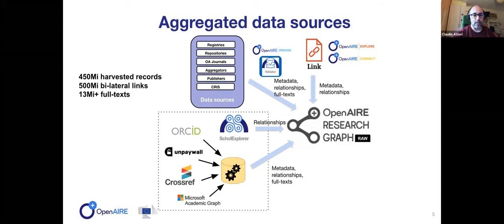Then in the slide, there is another block below where other types of sources like ORCID, Unpaywall, CrossRef, and Microsoft Academic, not following the OpenAIRE guidelines, are instead aggregated differently, but allowing to build a quite comprehensive set of scholarly communication data. As you can see, the numbers here, far beyond 100 million records, are ingested in the system, forming what we call the raw OpenAIRE research graph. Raw because it's not yet processed or enriched.